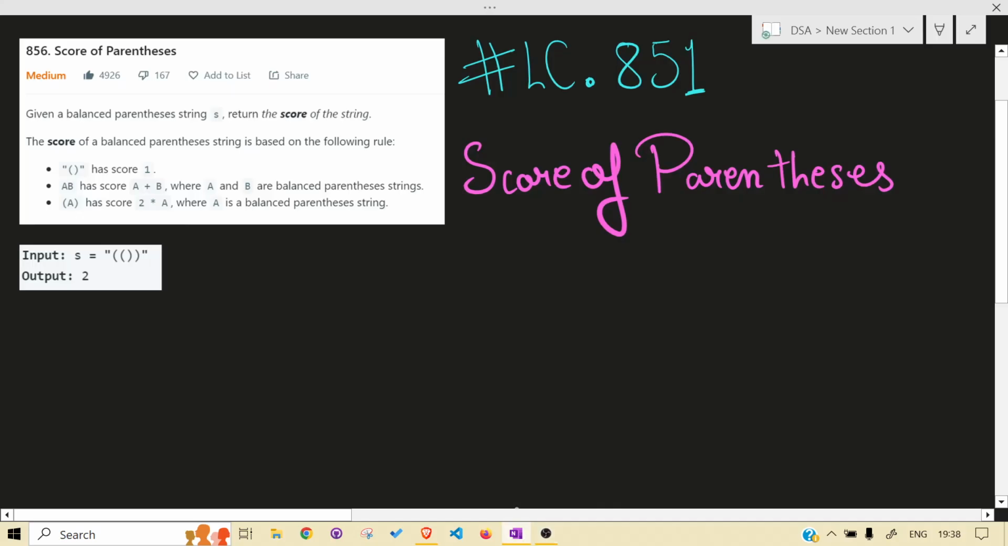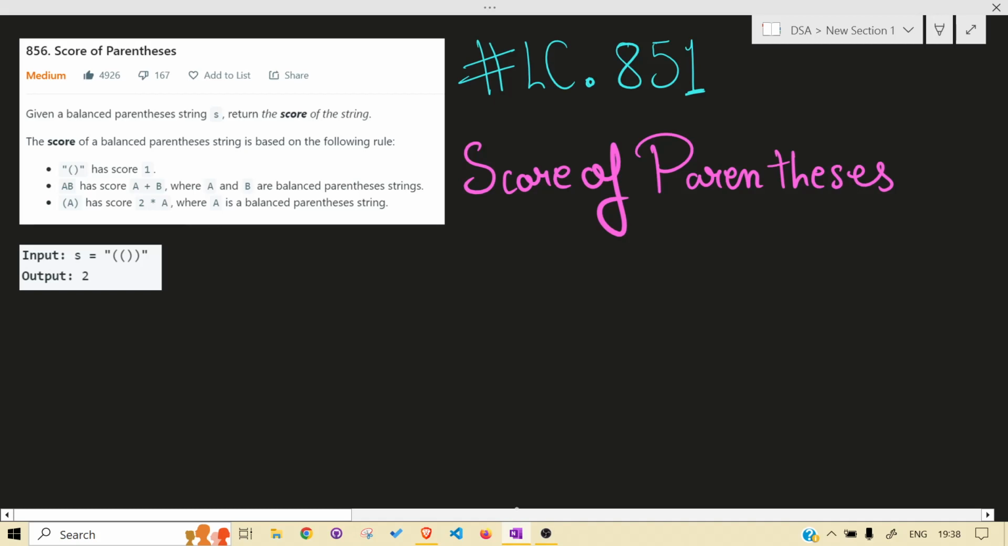Today we are solving another LeetCode problem, that is 856, Score of Parentheses. Before jumping into the solution, I would highly recommend you read the problem statement on your own and give at least 15 to 30 minutes to this problem. So let's get right into it.